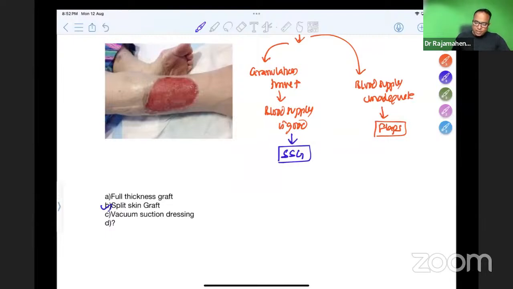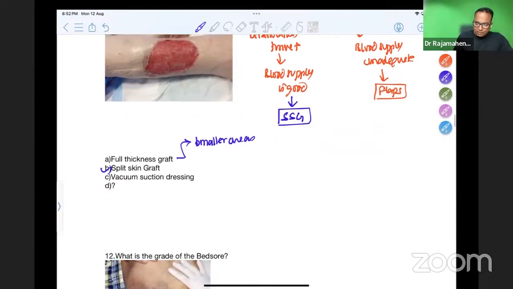That will be the correct answer. So full thickness graft will be done only for smaller areas. I cannot do it for larger areas. Only for smaller areas, I can do a full thickness graft.